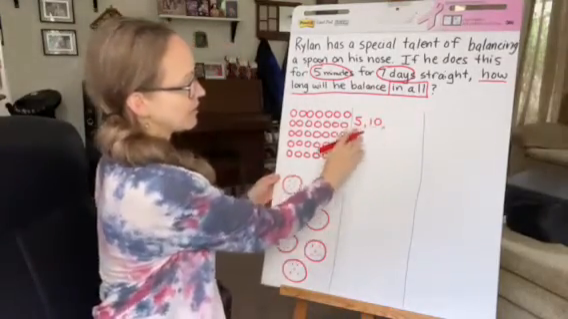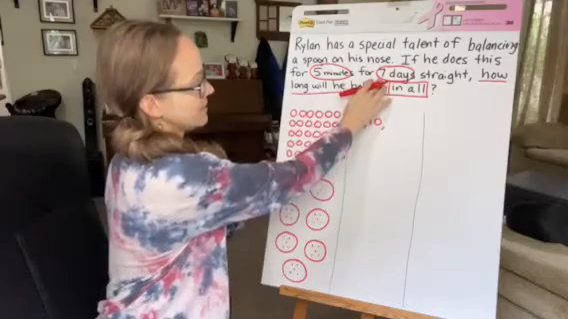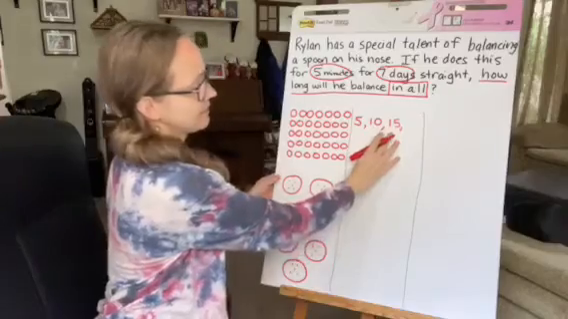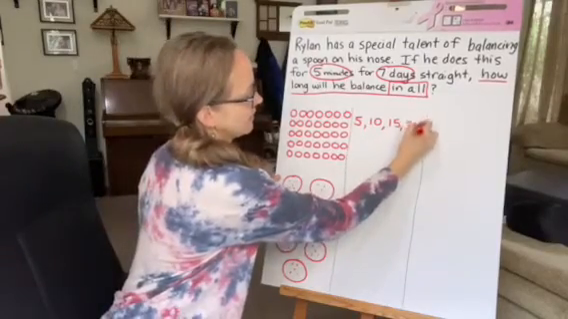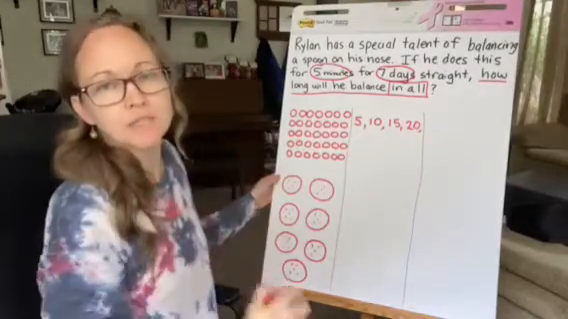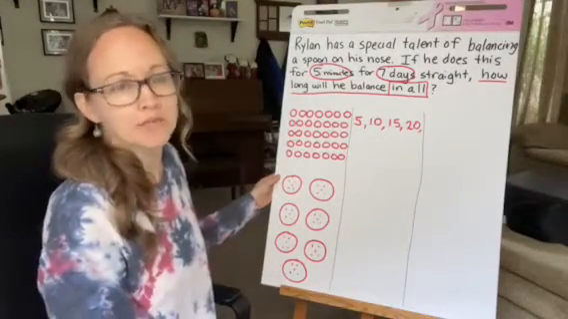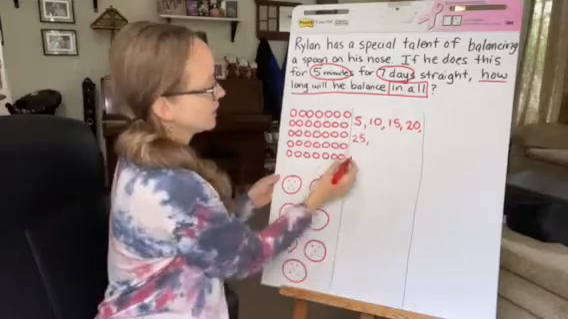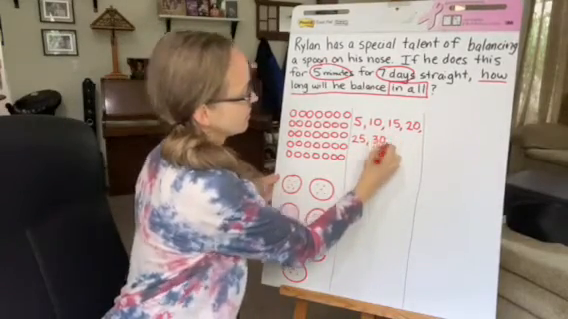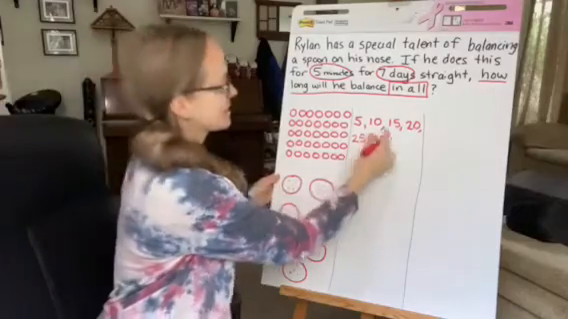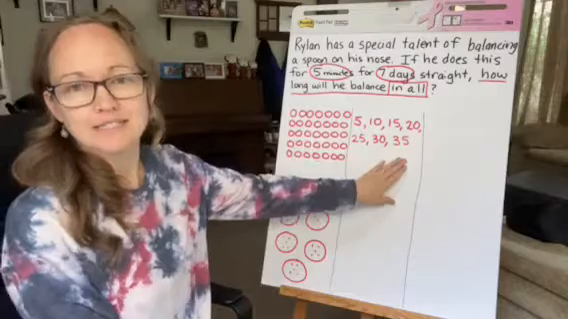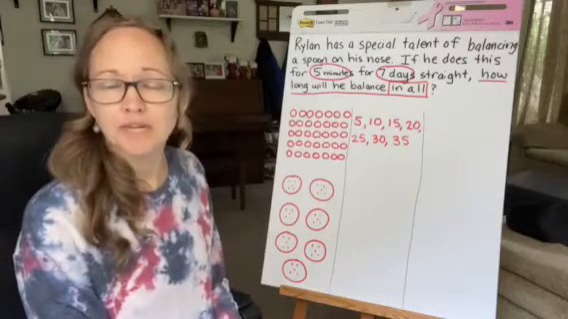So far we've skip counted twice. We need to skip count 7 times. 15. 20. So far we've skip counted 4 times. We still need 3 more times of skip counting. 25 makes 5. 30 makes 6. And 35 makes 7.